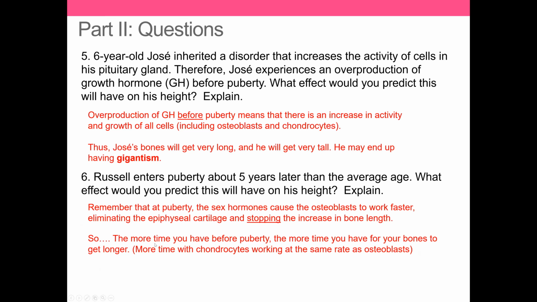So the more time you have before puberty, the more time you have for your bones to get longer. So that's more time with the chondrocytes working at the same rate as the osteoblasts. So Russell went to puberty 5 years later, right? So he had 5 additional years that his bones could grow in length. So Russell will likely be taller than others his age because his bones had a longer time to grow longer before getting rid of the cartilage.